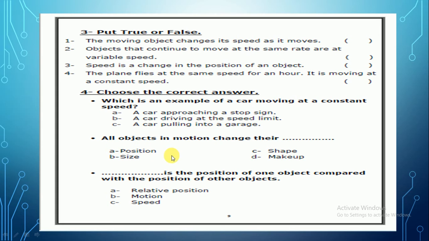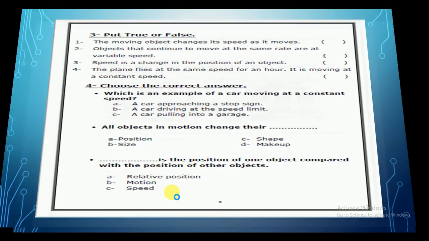All objects in motion change when the object moves. So they change their position, size, shape, makeup, position. Yeah, sure. What is the position of one object compared with the position of other objects? When we compare objects' positions, relative position. Good job. So letter A is the right answer.